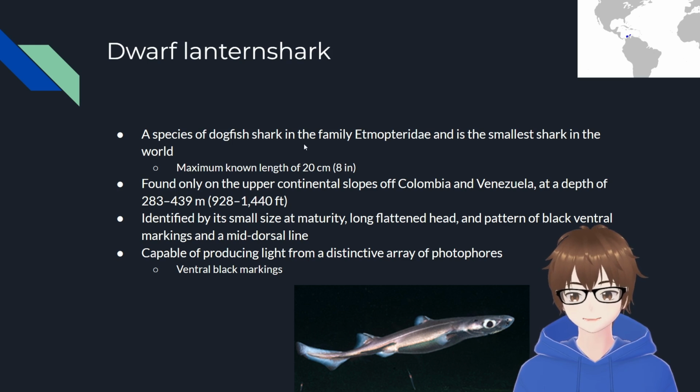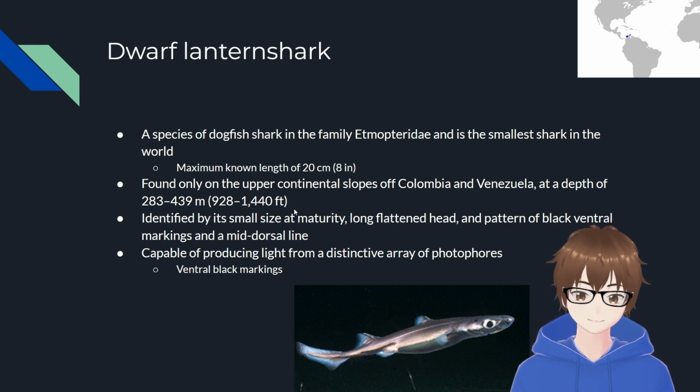It's a species of dog shark and is the smallest shark in the world. Its maximum known length is around 20 centimeters or 8 inches. It's found only on the upper continental shelf off of Colombia and Venezuela at a depth of 283 to 439 meters or 928 to 1440 feet.